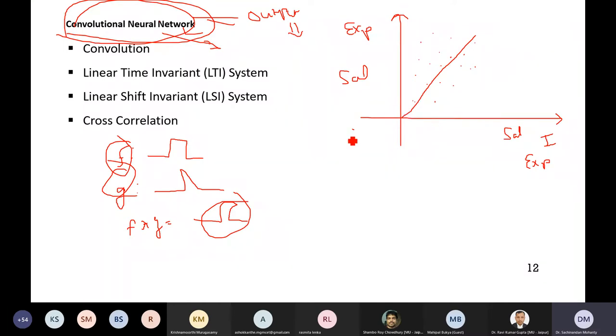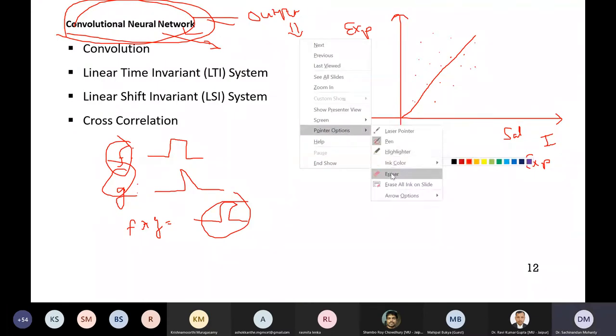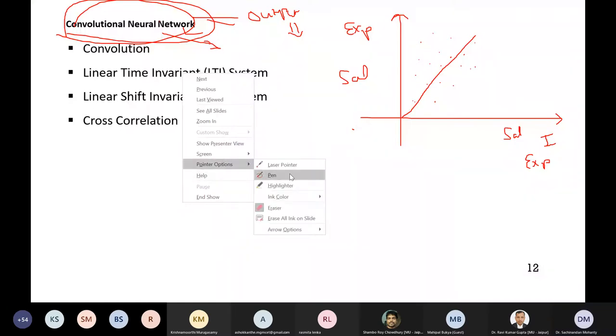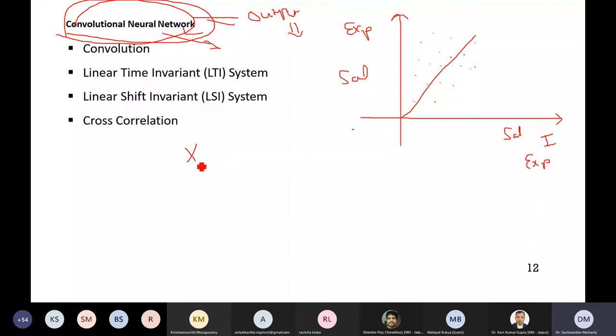So how to compute? In general, let me tell you how to do it. For example, suppose I define a set of inputs x(t). Suppose x1 is the input at time t, and I get y1 as the output at time t. I have no objection to this t. What I want to say is, I give the input at a time and I get the output at another time. Similarly, I give x2 as input and I get y2 as output.